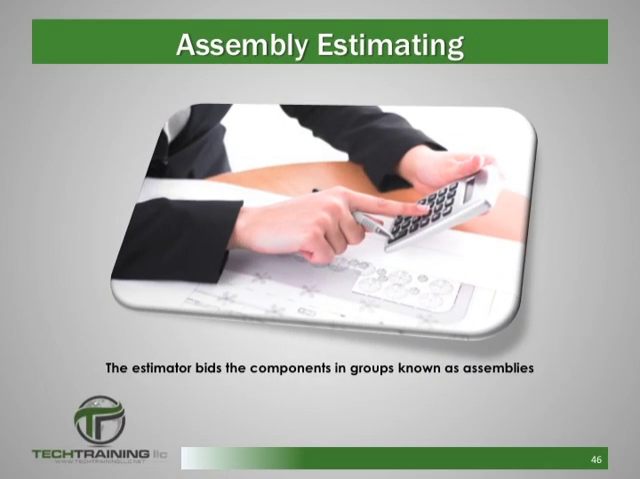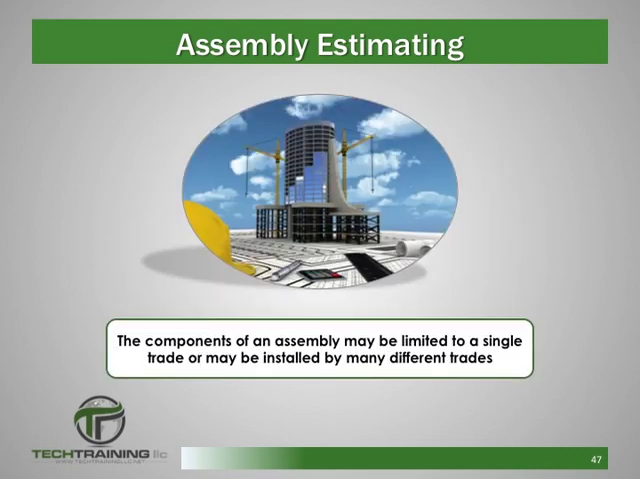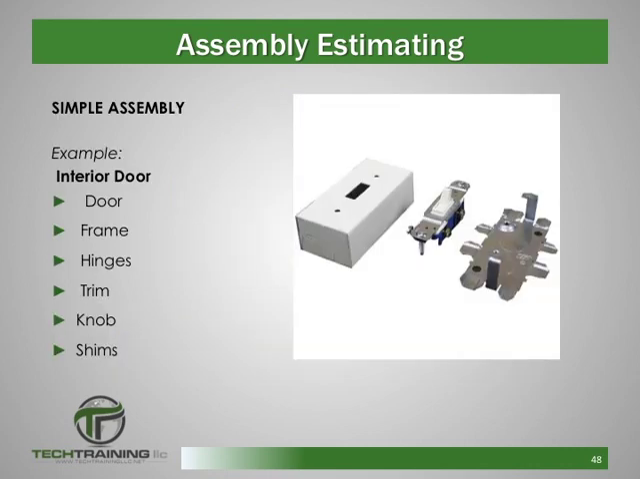Next, we're going to talk about assembly estimates. In an assembly estimate, rather than bidding each individual component of the project, the estimator will put components together into groups known as assemblies. The various components of an assembly may be limited to a single trade or may be installed by many different trades. For example, an interior door assembly might include the door, the frame, hinges, trim, doorknob, shims, and nails, as well as the quantity of each part necessary to complete the work. When creating an assembly estimate, it would be listed simply as an interior door instead of listing each individual component.